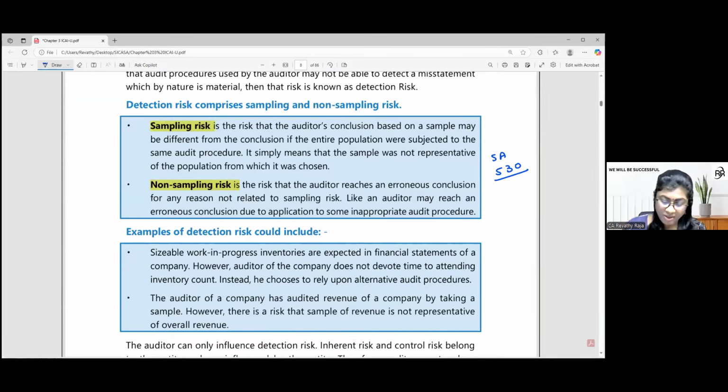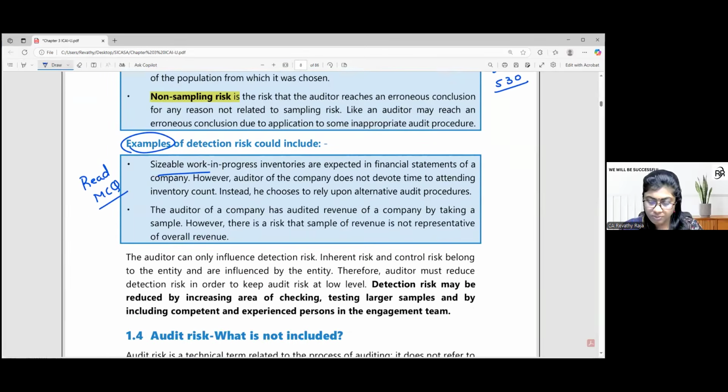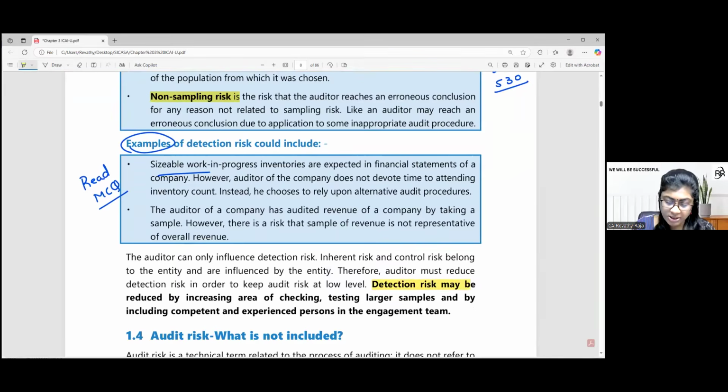Correct. These are the examples. Examples, please read and keep, very important for MCQ. Didn't we say this sentence? Detection risk may be reduced by increasing the area of testing, a larger sample, and by an experienced audit team? Yes.